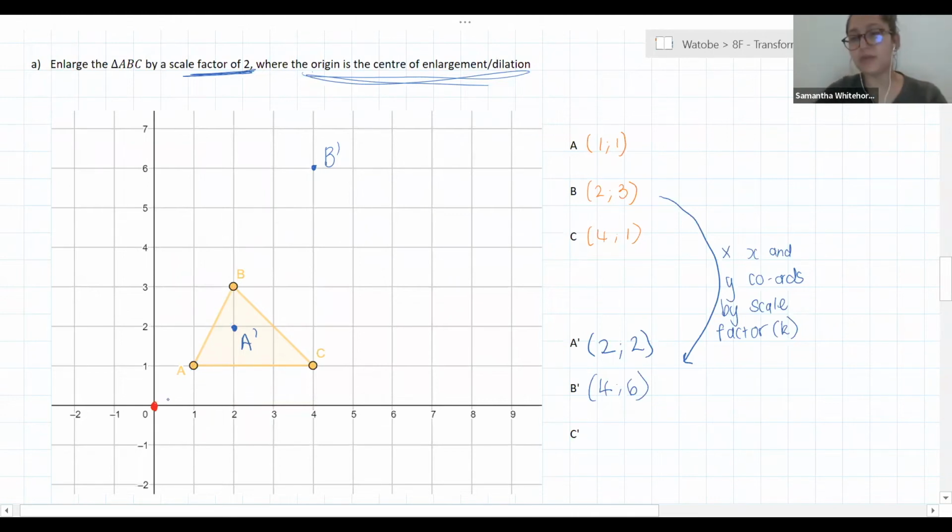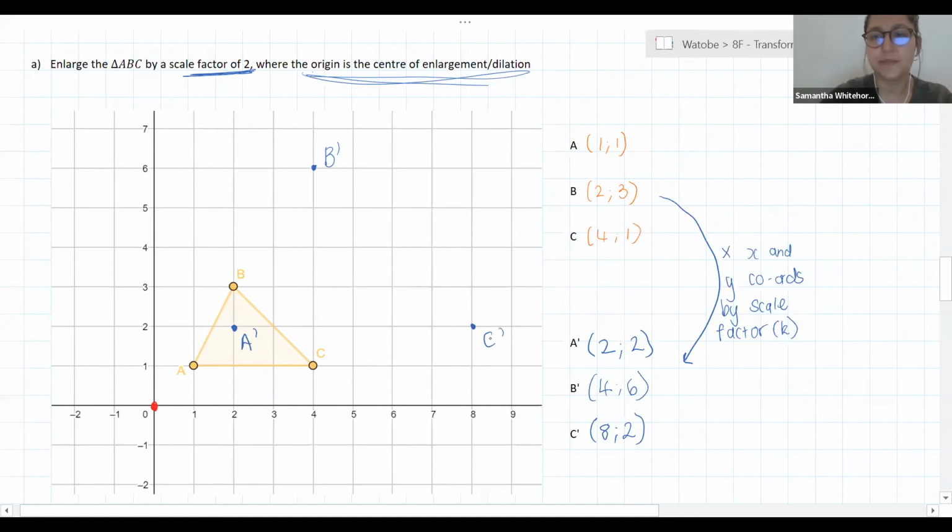Okay, so we've got A and we've got B. Does someone maybe want to raise a hand, or you can pop it in the chat? Can someone give me the new coordinates for C dash when I multiply those coordinates by 2? Okay, Kayla, can you tell me? Yes, ma'am. It's 8 and 2. Excellent, well done.